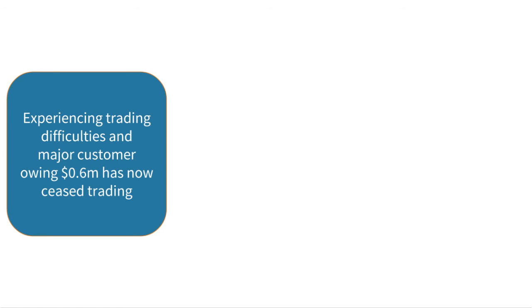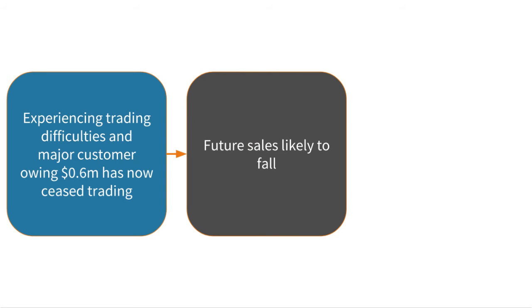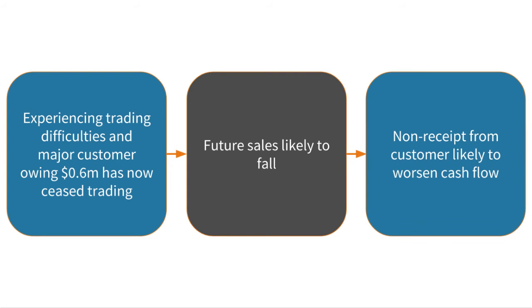Strawberry Kitchens are experiencing trading difficulties and their major customer, who owes 0.6 million, has ceased trading and it is unlikely they will receive this amount. Losing a major customer means their sales are likely to fall, and with such a large amount no longer to be received, it is likely their cash flow position will worsen.